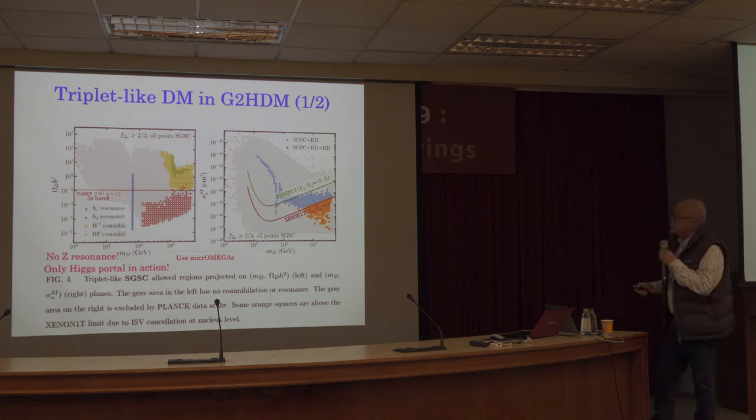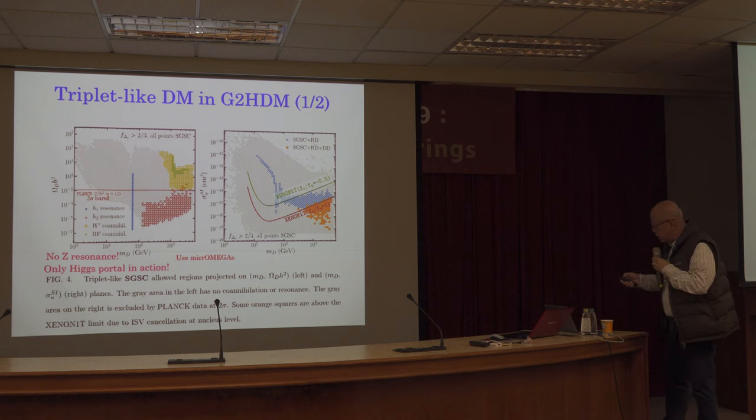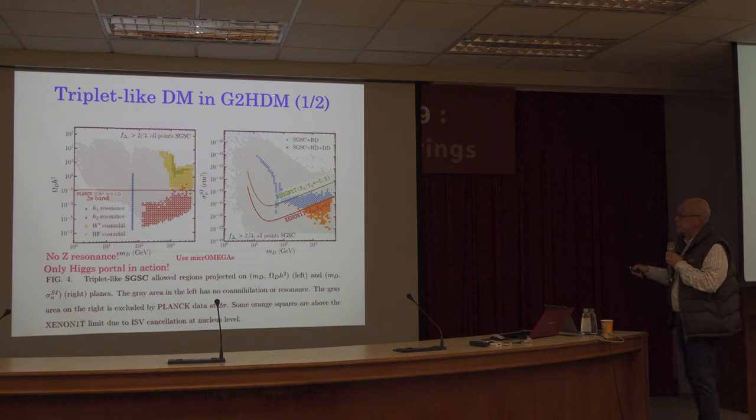And the interesting case is the triplet. Here you can see that the dark matter prediction has a bigger range that is consistent with the Planck result. The whole region here is consistent. The Z resonance is gone because the triplet does not couple to the Z boson, so only the Higgs resonance effect is left over. You can see this is the Higgs portal in action in this version.